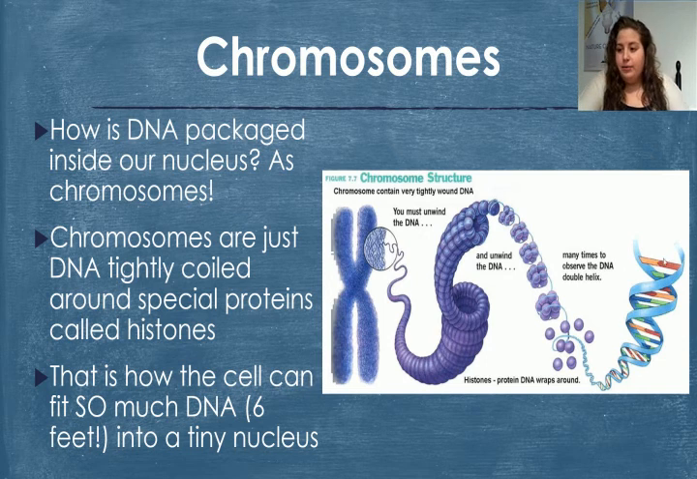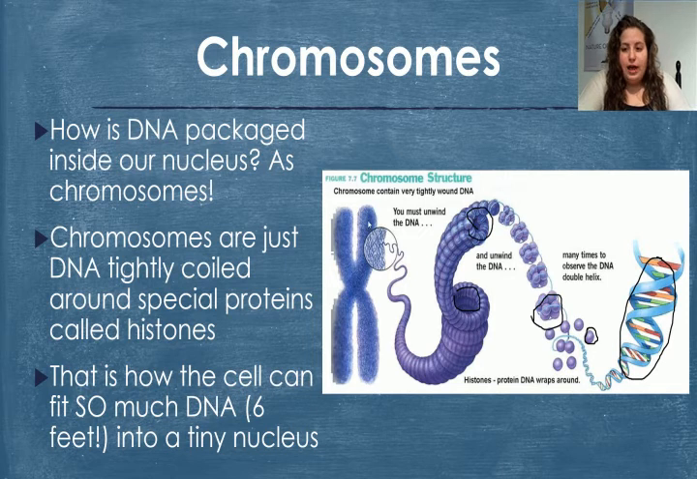What you have here is the double helix, and that's the structure of DNA. And it starts to coil around these proteins, these circular little proteins called histones. And once they coil around the histones, those coil together, and then those coil together, until you have this X-looking structure. That is your chromosome. So basically, a chromosome is just DNA and the histones put together. That's how you can fit so much inside your cells.